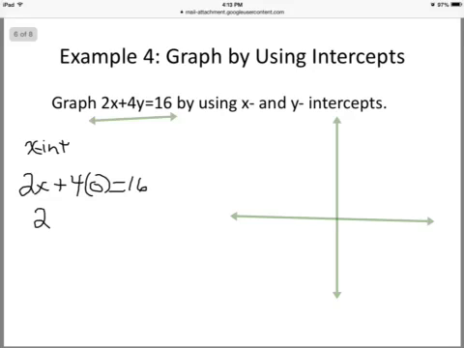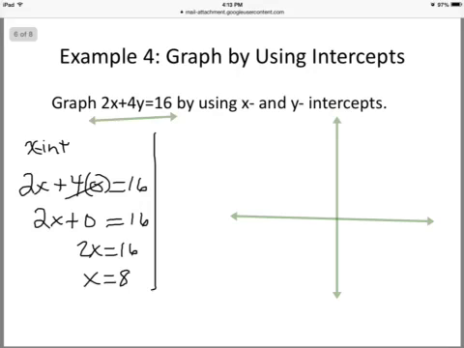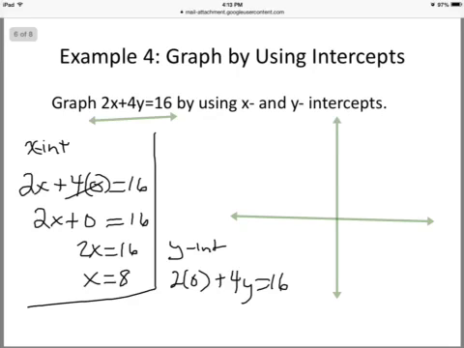So we end up with 2x plus, well, what's 4 times 0 but 0, so that's gone. 2x plus 0 is equal to 16, and therefore 2x is equal to 16, and I think it's pretty clear to see that x is equal to 8. Now that we've found the x-intercept, let's go on and find the y-intercept. The y-intercept is found very similarly, except this time we're going to put a 0 in for x. So I've got 2 times 0 plus 4y is equal to 16. Clearly this is gone, and I'm left with 4y is equal to 16, which leads me directly to the fact that y is equal to 4. That's me dividing both sides by 4.